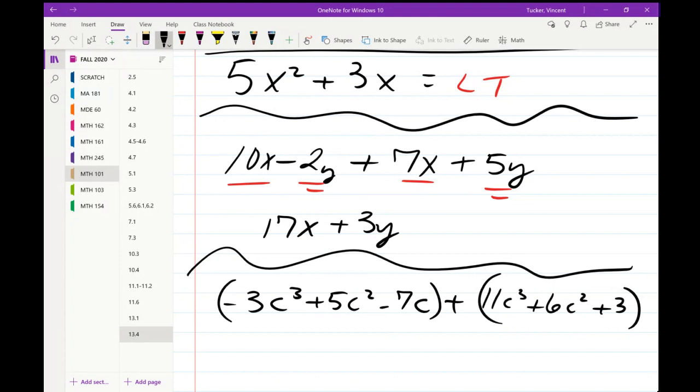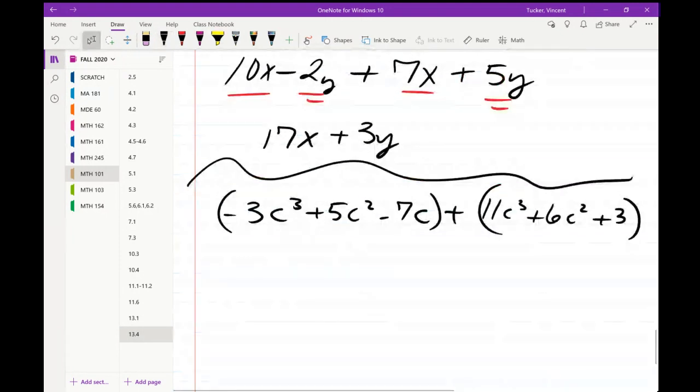All right, so for the next one, negative 3c cubed plus 5c squared minus 7c plus 11c cubed plus 6c squared plus 3. So once again, you combine the terms that are alike, and terms that do not have anything to combine with, you just bring down as a part of your final answer.